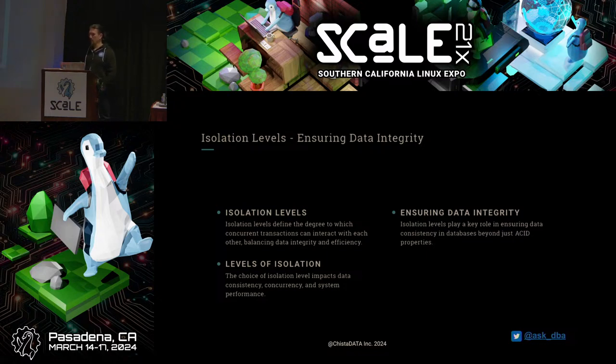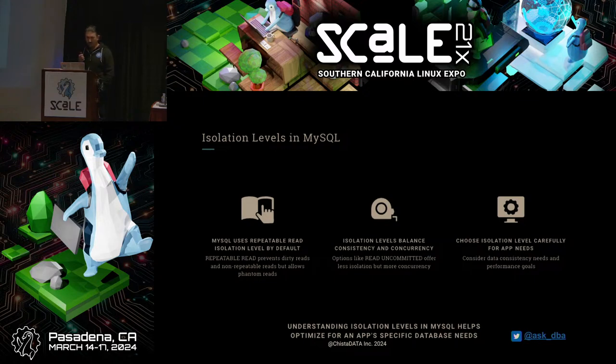Why is this needed? Because we have concurrent access to the same data set, and if it's changing by different users, different connections, it has to be isolated from the other transactions. And there are different levels of isolation. And in MySQL, we actually have repeatable read as a default, which works pretty well. I don't want to get into the internals of it too much because it's not part of this talk, but we balance the consistency and the concurrency with the isolation levels.